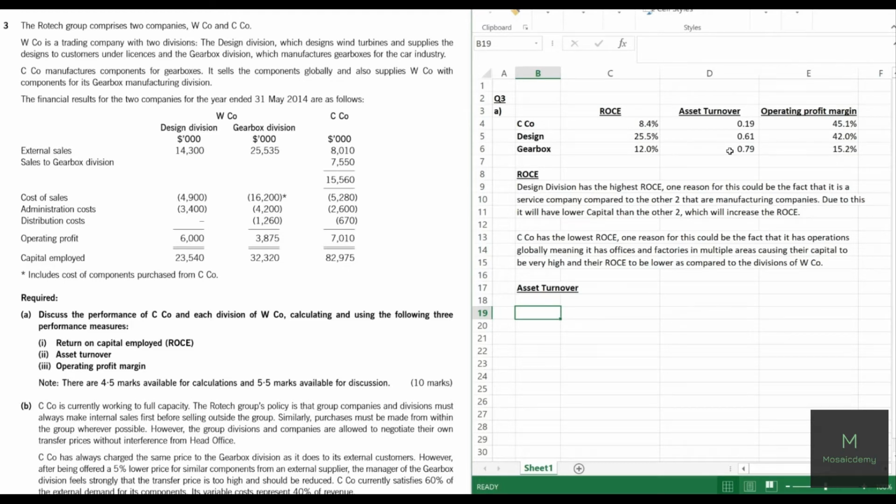Other than that, another point that we could potentially make is design division designs turbines and supplies, right? They're just making designs, whereas Gearbox and CECO are manufacturing components. What do you think is a larger market? The market for gearboxes and for components of gearboxes, or just for the designs of those things? Generally speaking, it's the actual products which will have a larger market than the services. So that could be another reason why Gearbox's sales are higher. Okay, so let's make our points. First, let's just repeat the point for CECO. So CECO has the lowest asset turnover.